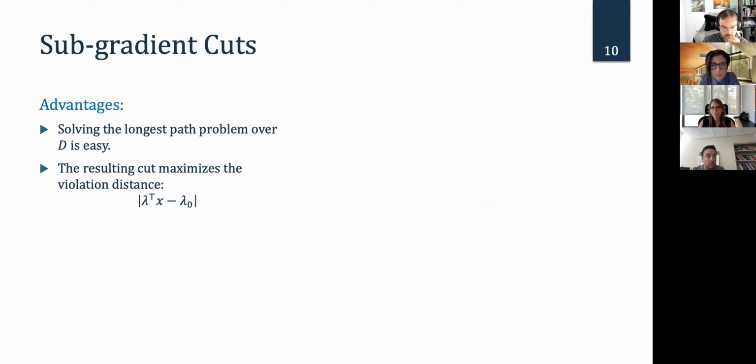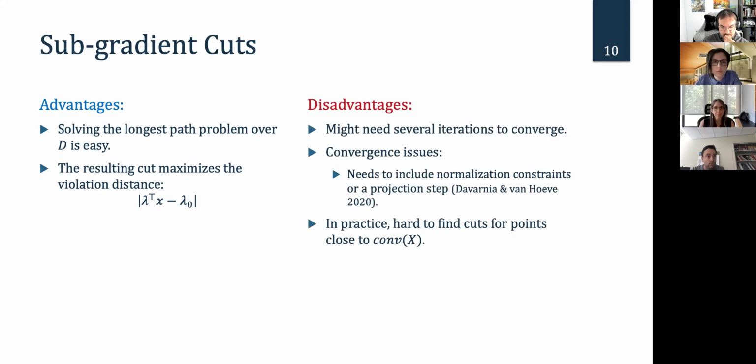So some advantages of the procedure, as I said, we need to only solve a longest path problem over the DD, which is quite easy. And if we want to take it to the extreme and converge to the optimal lambda, what we're going to get is a cut that maximizes the violation distance. So this expression here. So it's going to be actually quite strong. It's going to be touching the convex hull, so it's going to be a facet. So it has some desirable properties.